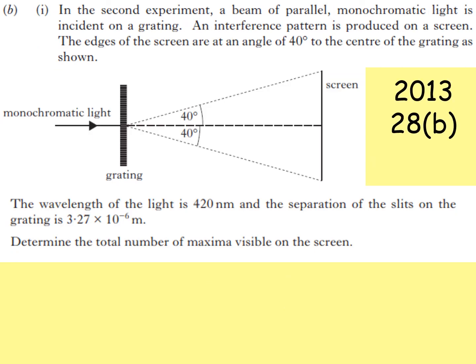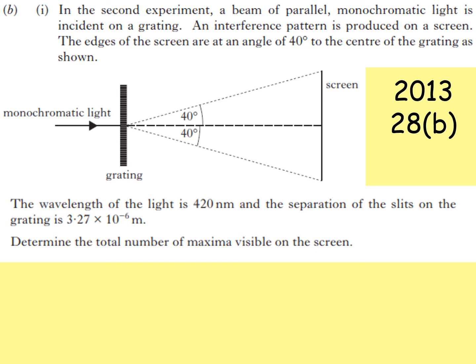Okay, so in our final example, we're looking at the 2013 Revised Higher Paper, question 28b. We have an experiment where a monochromatic light is being placed through the grating. An interference pattern is produced on the screen. The edges of the screen are at an angle of 40 degrees to the center of the grating as shown. We're given information on the wavelength of the light, the separation between the slits, and what we need to do is to find the total number of maxima visible on the screen. So that angle represents the maximum angle that light could be diffracted by.